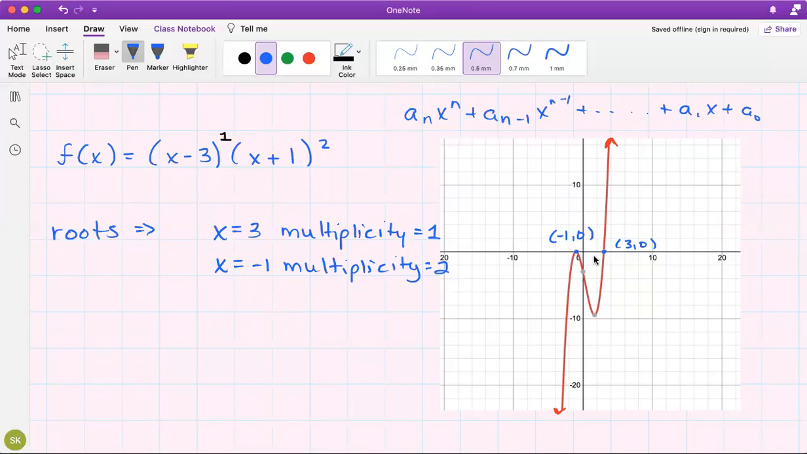Okay, let's look at the graph. You can see that I have a root at -1, 0, and a root here, x is 3, so at this point, 3, 0. Remember what we learned in the last video. If the multiplicity is odd, then we go through the x-axis at that point. If the multiplicity is even, we just touch the x-axis, and that's what you see here. Right at 3, we go through the x-axis, and at -1, we just touch the x-axis.